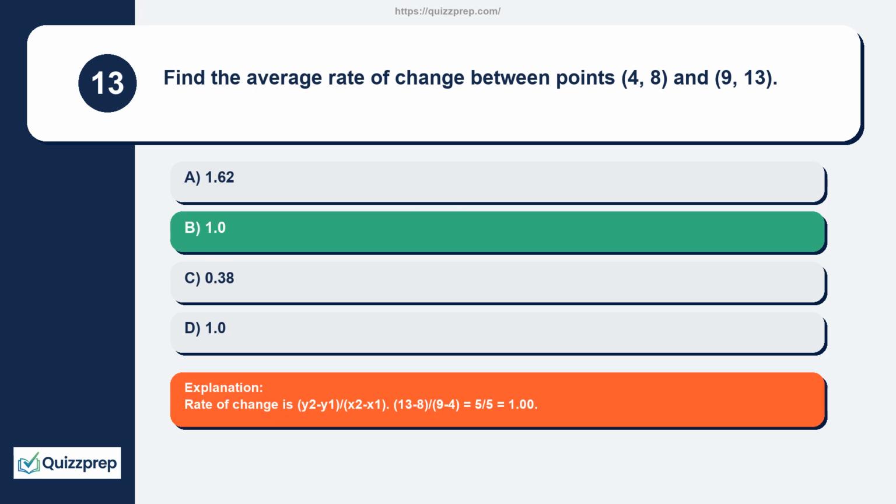Rate of change is (y2 - y1) / (x2 - x1). (13 - 8) / (9 - 4) equals 5/5 equals 1.00.